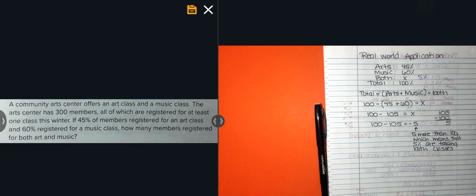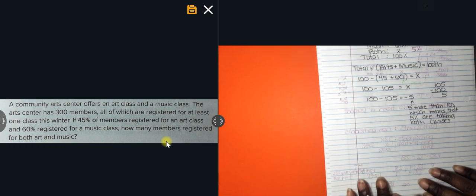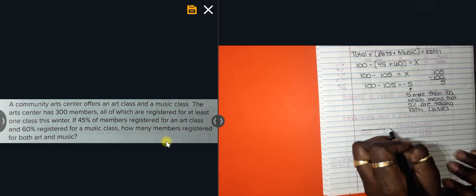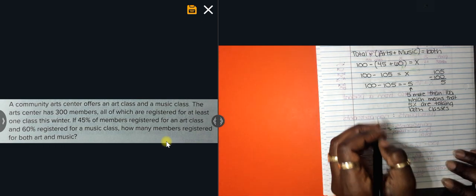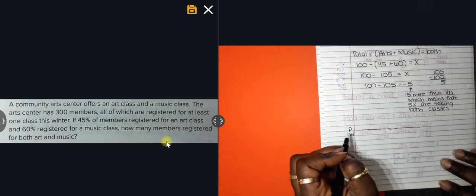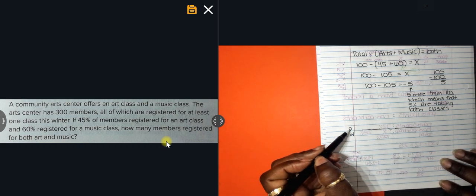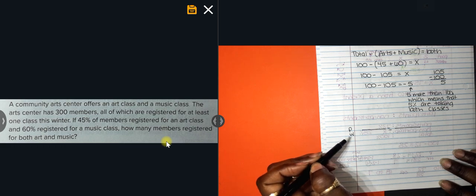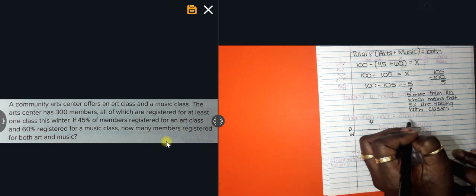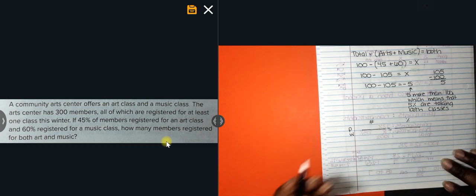But we're not finished because they want to know not the percentage, they want to know how many members are registered for both art and music. So what we need to do is set up our proportional relationship. Okay. And we're talking about the part to the whole. Remember, I said I was going to start using the P and the W. P stands for part, W stands for the whole. And on the left hand side, this is going to be our numbers. And then on the right hand side, we're going to talk about percentage.